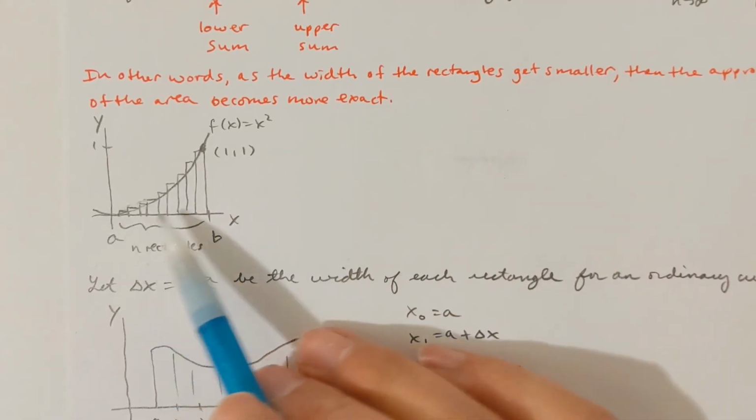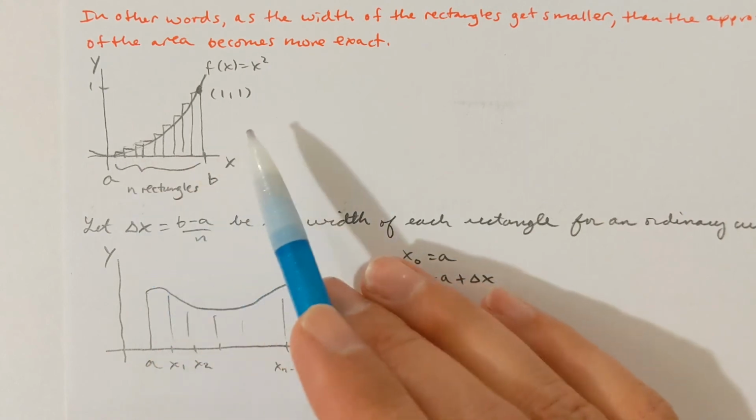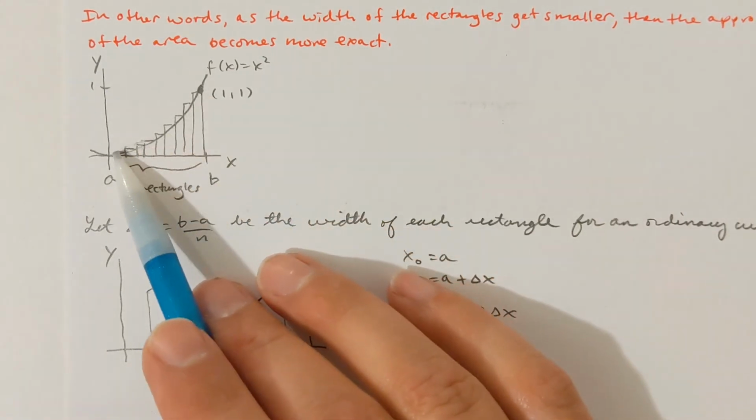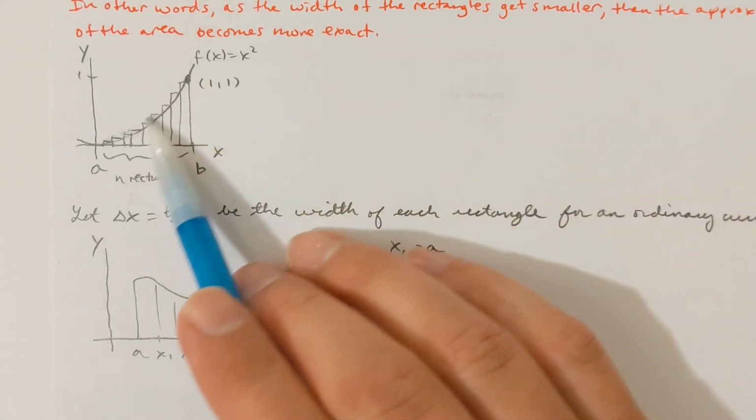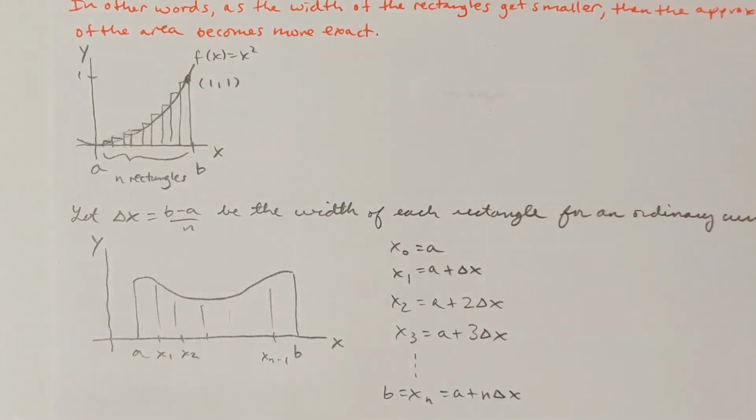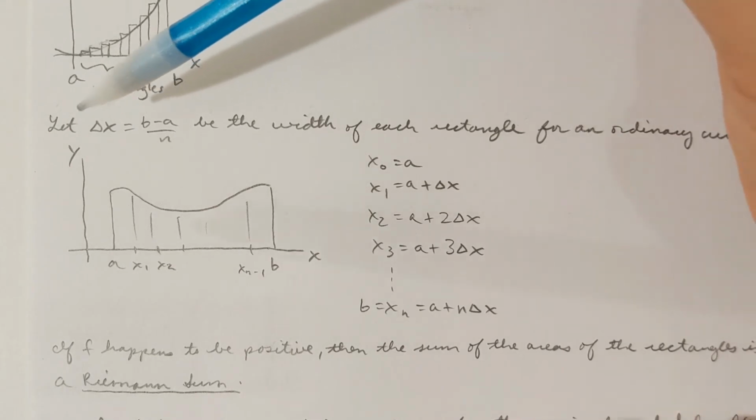Here's a picture redrawn with y equals x squared, and I've got n rectangles, let's say. You can see there's less wasted space there. And ultimately the rectangles would approach the curve itself, giving you the area under the curve that you'd like to find. All right, here's some more notation.